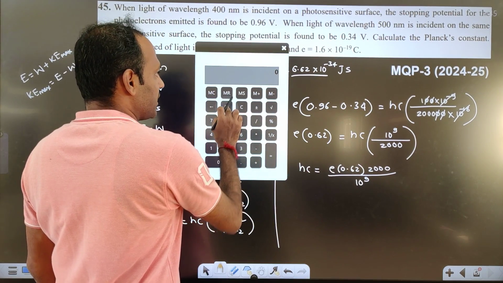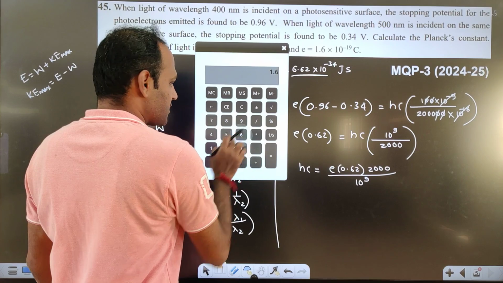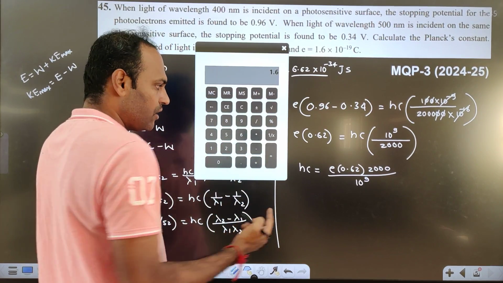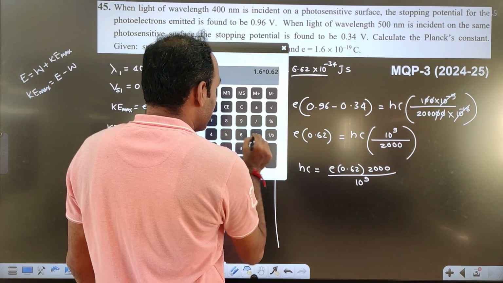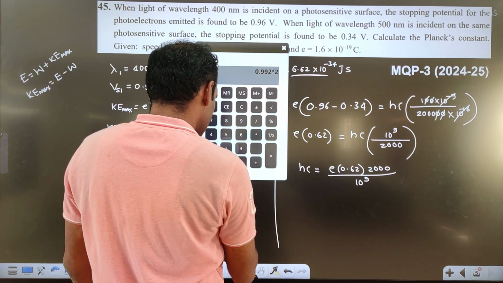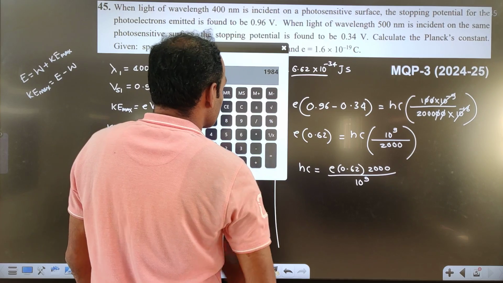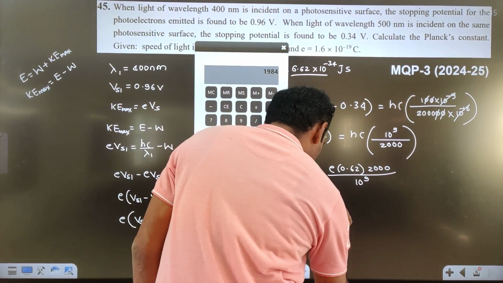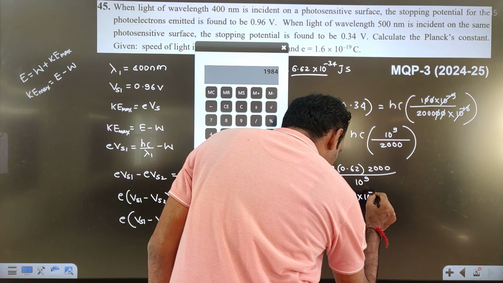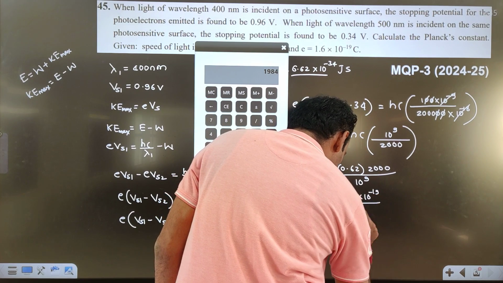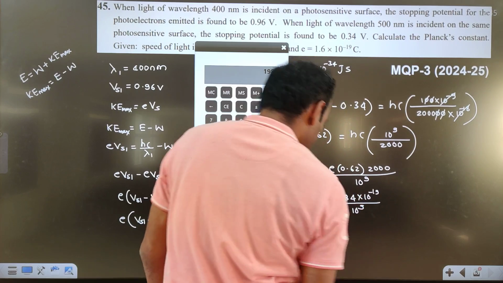So what is the value of E? E means it is 1.6 into 10 to the power minus 19. So 1.6 into 0.62 into 2000. So this is 1984. So 1984 into 10 to the power minus 19 divided by 10 to the power plus 9.